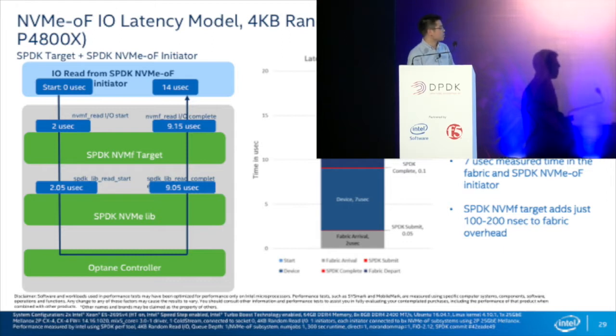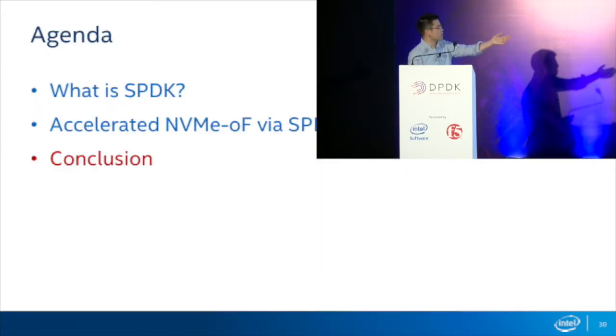And the diagram in the right part shows the division. And if we replace the kernel NVMe-oF fabrics initiator with the SPDK's NVMe-oF fabrics initiator, we can see that the fabric arrive time is decreased from about 7 microseconds to 2 microseconds. And we also decrease the fabric departure time from 6 microseconds to 4.85 microseconds.